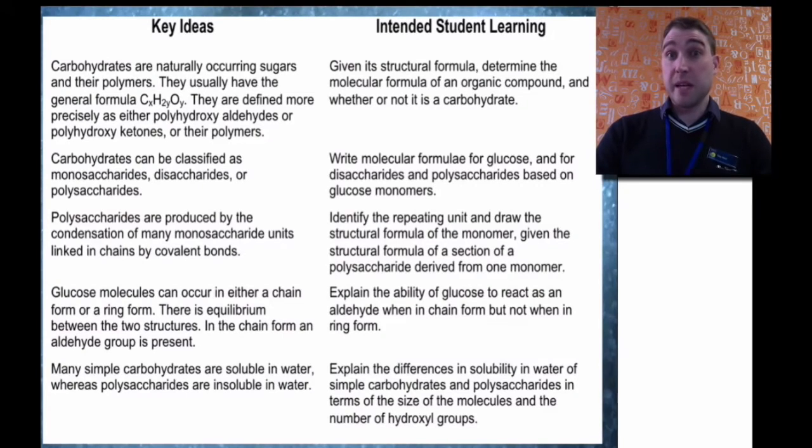So this is what you're going to have to be able to do. Given the structure, determine whether an organic compound is a carbohydrate. Write the molecular formula for glucose and for disaccharides and polysaccharides based on glucose. Identify the repeating unit and draw the structural formula of the monomer, given the structural formula of a polysaccharide derived from one monomer, so basically make polysaccharides from monosaccharides.